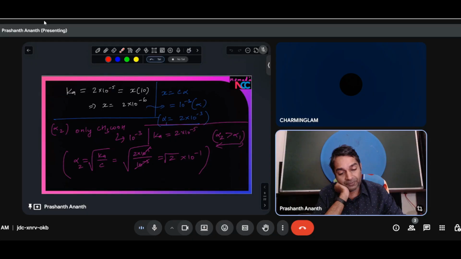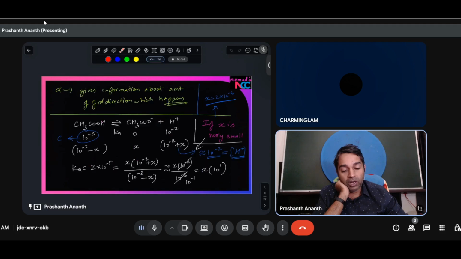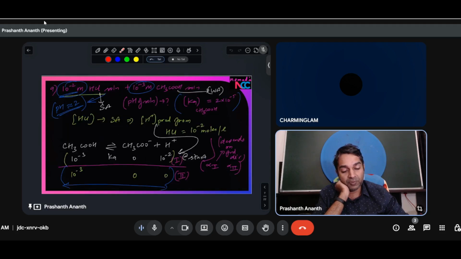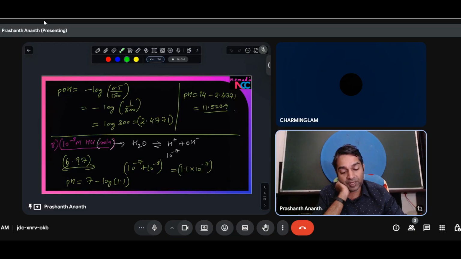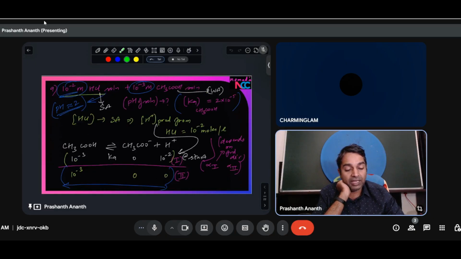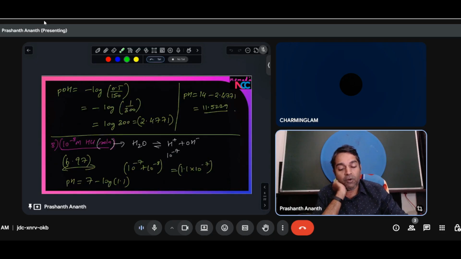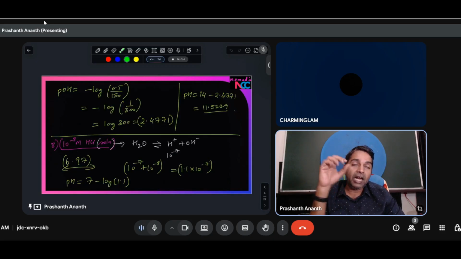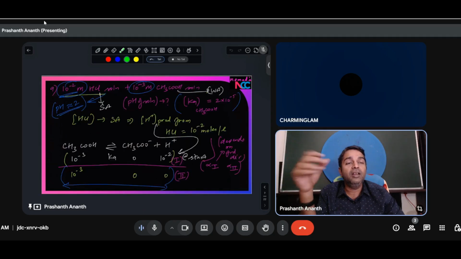So alpha 1, when you are having only CH3COOH present over there, we compared it with alpha 2, which is when you are having some amount of HCl also present over there. So when there is only CH3COOH present, alpha 1 was some value. If I had a higher concentration of HCl, I end up having a lower alpha value.